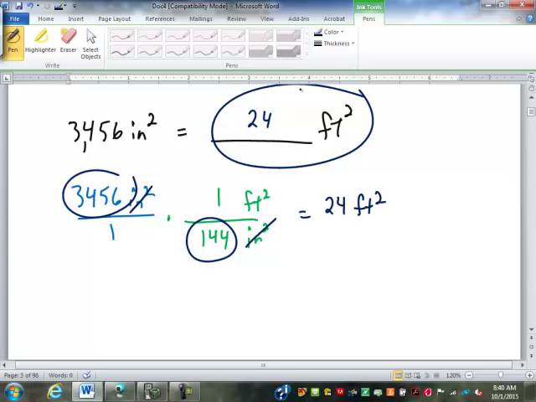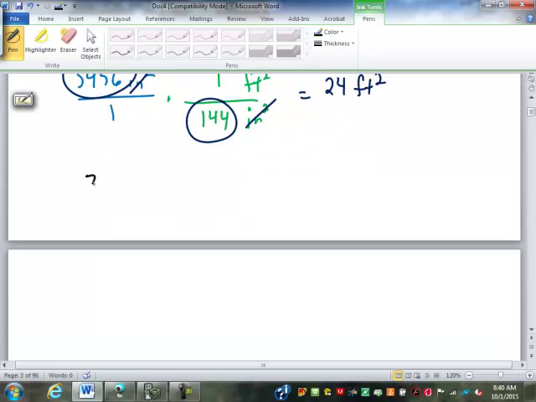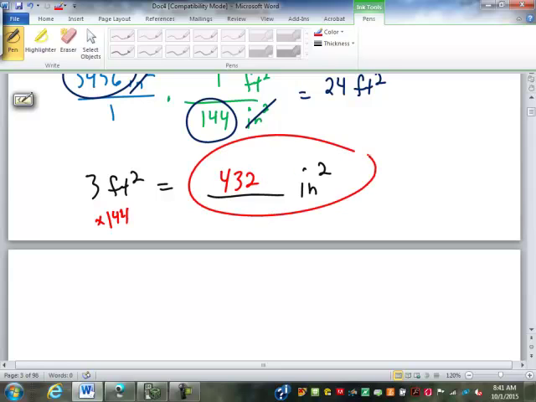Or going the other way, if I have 3 square feet, am I going to square inches? I'm not going to write out the conversion factor. We know that we're going to have to multiply because the units are getting smaller. The numbers got to get bigger, right? By how much? Times 144 again. Gives us 432 square inches. Any questions?